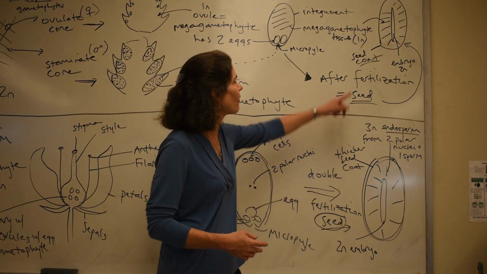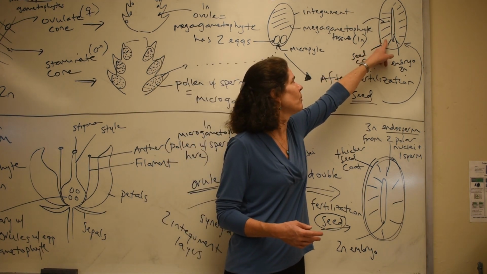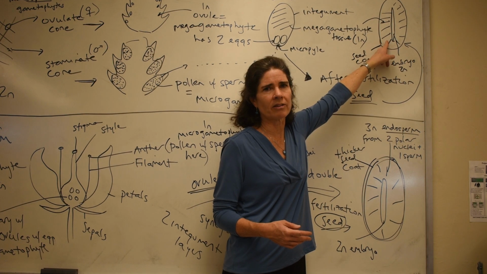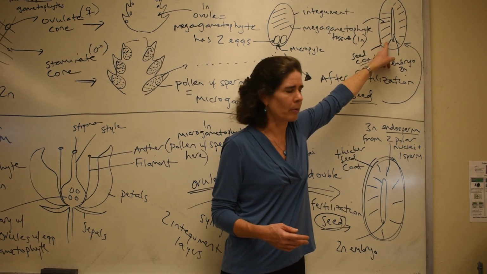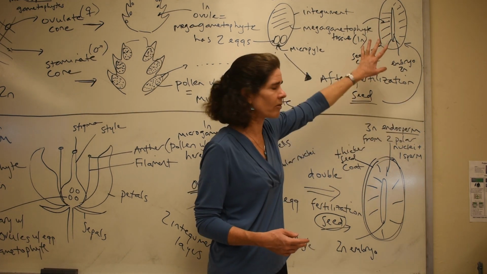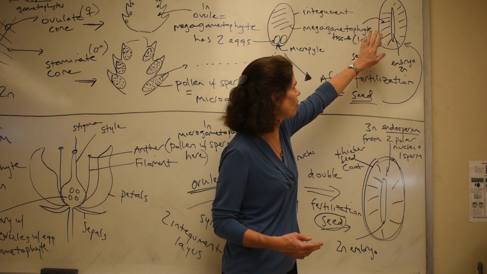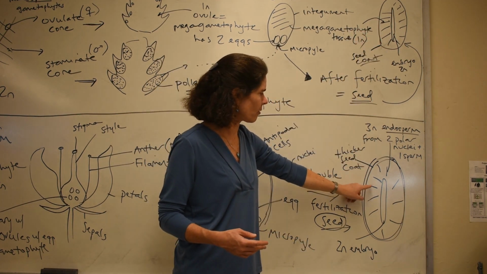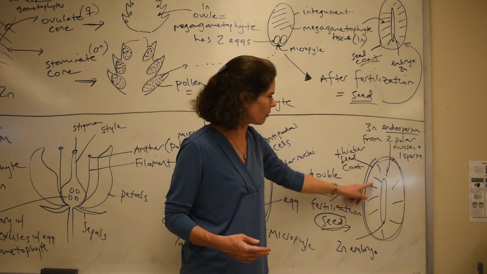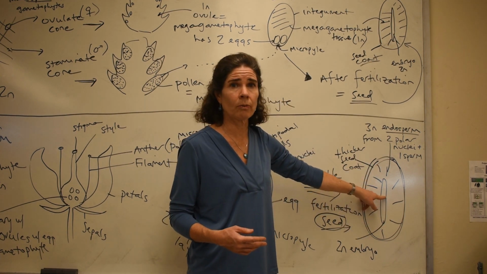And I should have mentioned that for this seed as well. For the gymnosperm, it's megagametophyte tissue that will nourish the embryo. So know the difference, because we often ask that on a test. Megagametophyte tissue is 1N, endosperm is 3N. Both of them are there to nourish the embryo, which is always 2N.